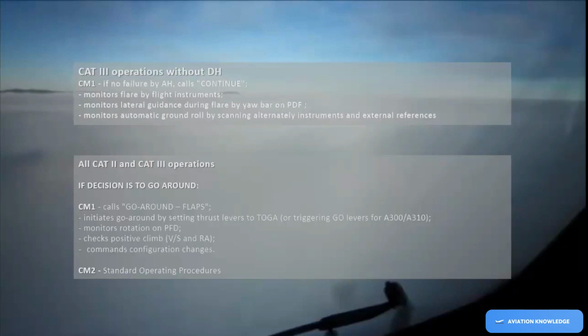CM1 calls "go around, flaps", initiates go-around by setting thrust levers to TOGA, or triggering go levers for Airbus A300, Airbus A310. CM2 monitors rotation on PFD, checks positive climb, vertical speed and radio altimeter, commands configuration changes. CM2, standard operating procedures.